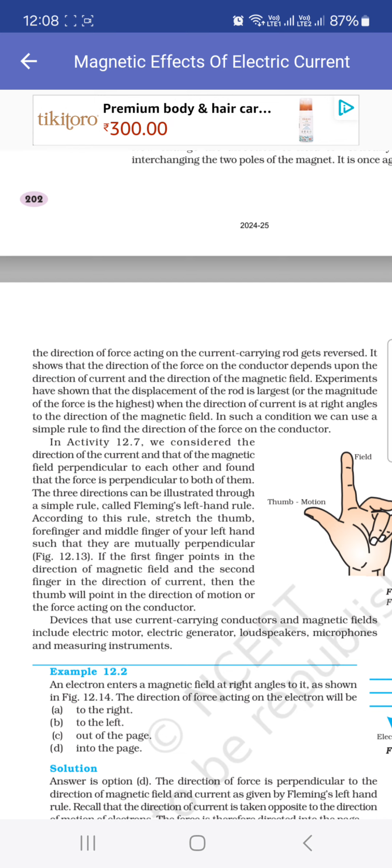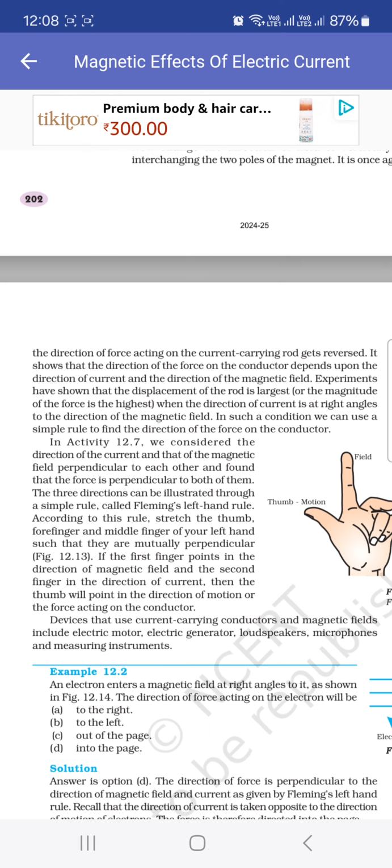No force acts on the current carrying conductor. When does that happen? No force acts on a current carrying conductor when it is parallel to the magnetic field.